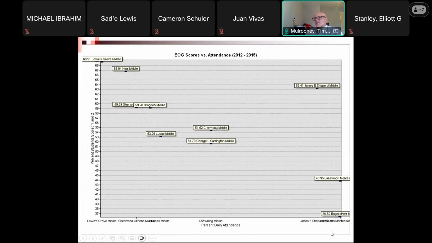As it increases, the non-passing or failure rate decreases, except for this one here, Shepherd Middle School, which is right around the corner from campus here. But for the most part, you can see it kind of goes in this direction here. The slope is negative. So as attendance increases, our failure or non-passing rate decreases.